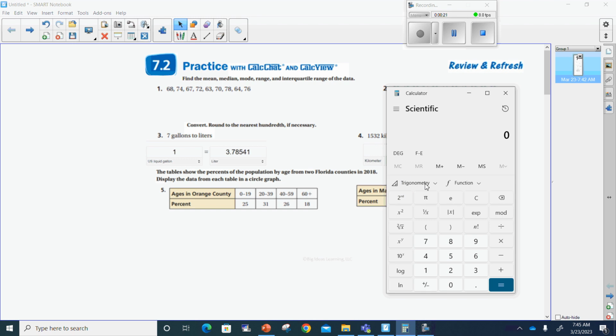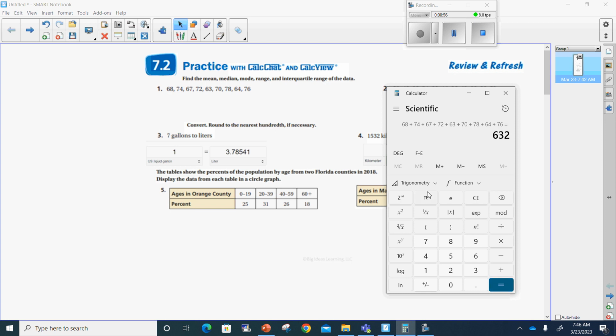If I do this, I see that the first number is 68. So I'm going to take 68 and add it to the second number, 74. And the third number is 67, and so on: 72, plus 63, plus 70, plus 78, plus 64, plus 76.